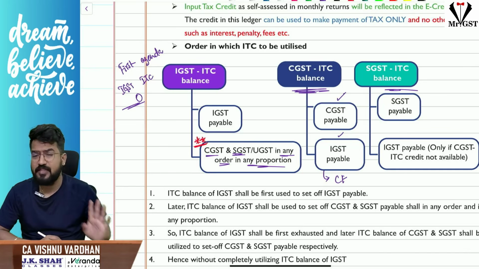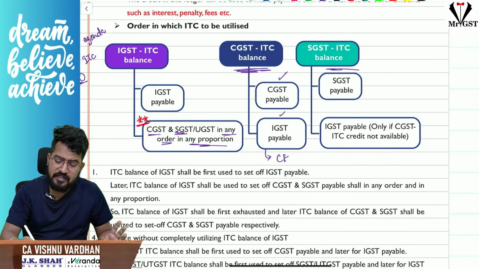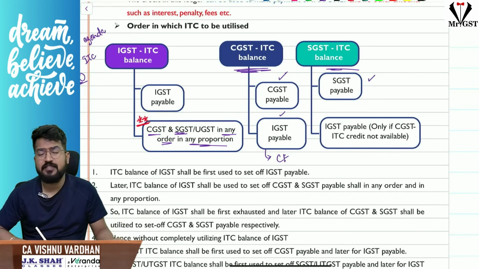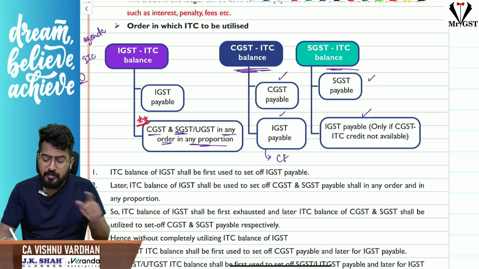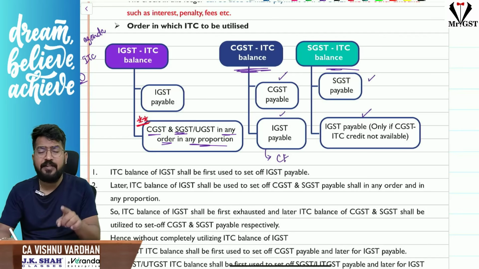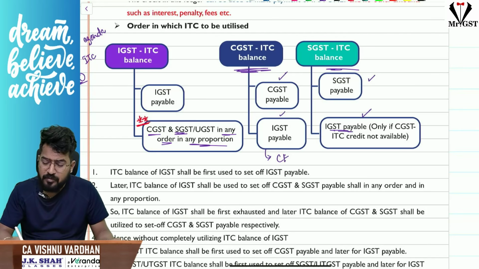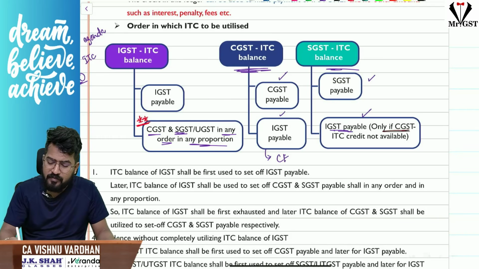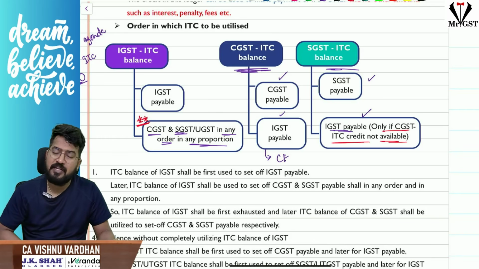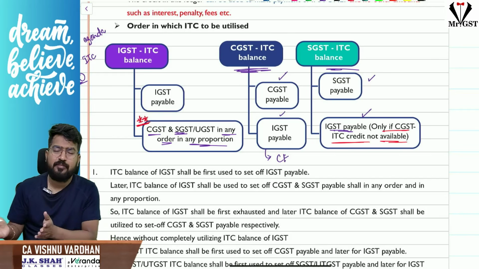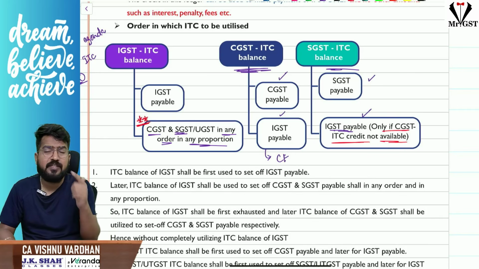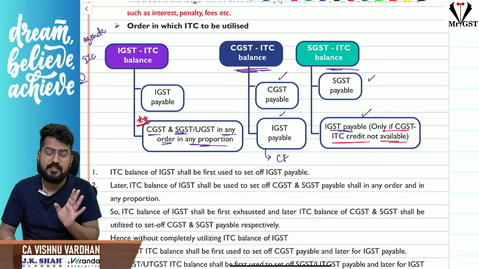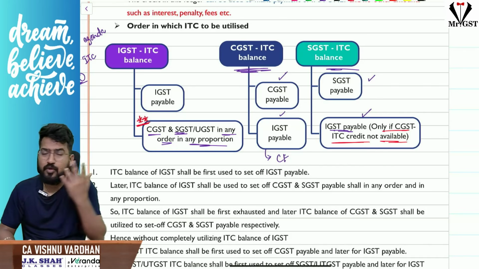But you cannot use it for SGST payable. Same way, SGST ITC balance for SGST payable. Till any balance is there, IGST payable. And please understand, SGST ITC can be used for IGST payable only if CGST ITC credit balance is not available. But if you follow the sequence that I am doing, that is why when you are writing the answer, the format should be particular amount, and first you should take CGST, SGST, so that you will follow all these conditions.